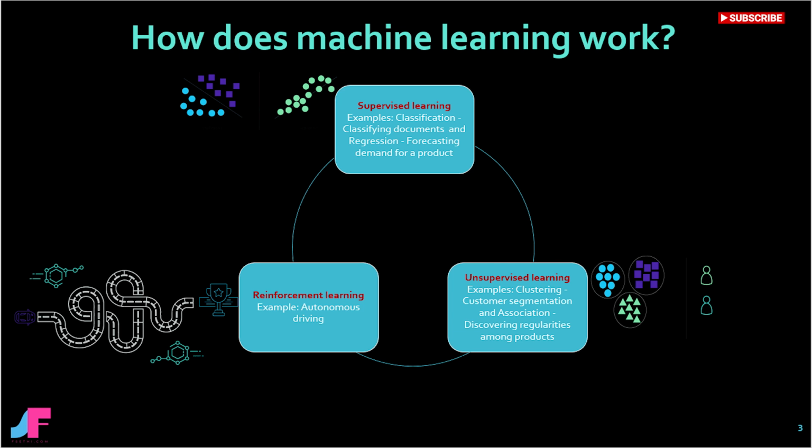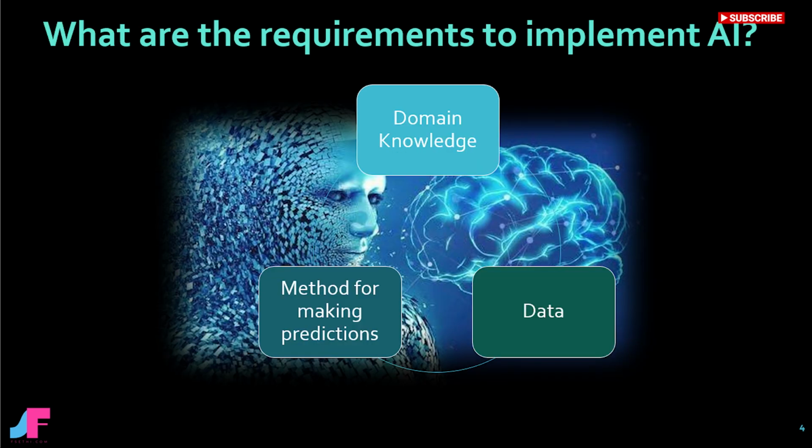Reinforcement learning. Reinforcement learning is a method in which the training model learns from its environment by being rewarded for correct moves and punished for incorrect moves. Example is autonomous driving. What are the requirements to implement AI?